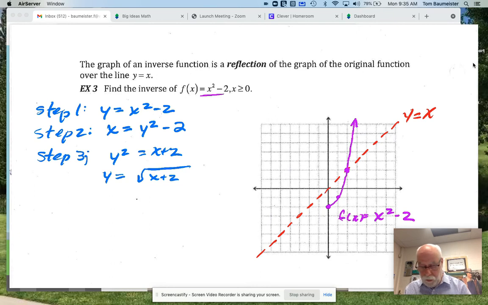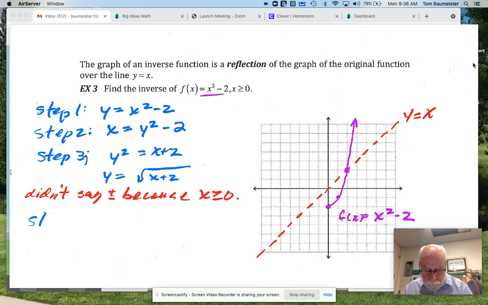Now let me put a little note there for you. Because remember, I always tell you, we're in algebra 2 now, we should say plus or minus, but I didn't say plus or minus this time because we were told that x is greater than or equal to 0. Okay, so that's why I didn't do that. And then the final step, step 4, was to replace our new y with g of x.